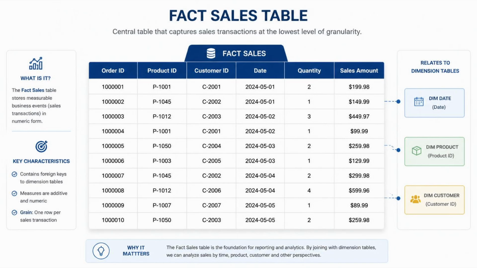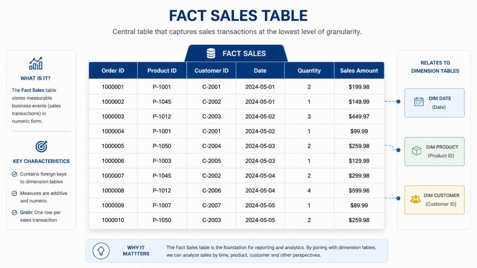A fact table stores measurable business events or transactions. For example, think about a retail company. Every time a customer purchases a product, a transaction takes place. That transaction can be stored in a sales fact table. Other examples of fact tables include orders, transactions, revenue, inventory movement, or website activity. Typically, a sales fact table might contain columns such as order ID, product ID, customer ID, date, quantity, and sales amount. Each row generally represents a business event or transaction.